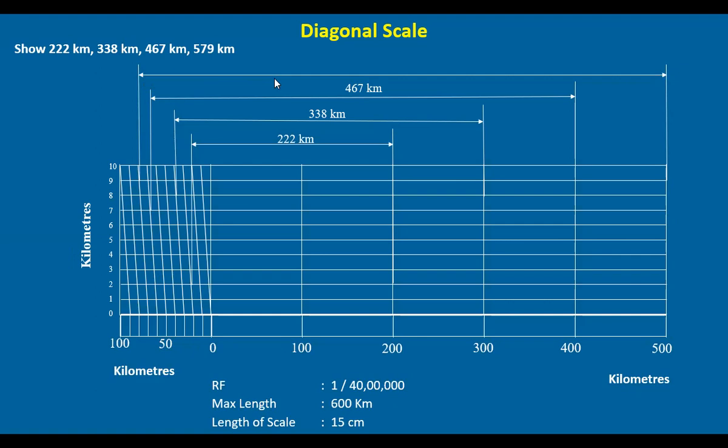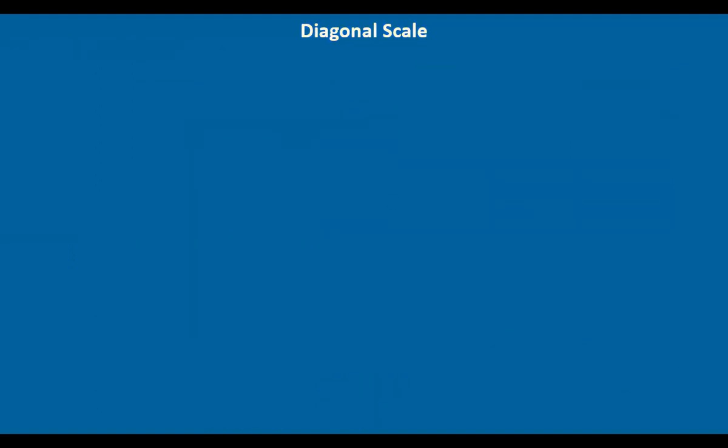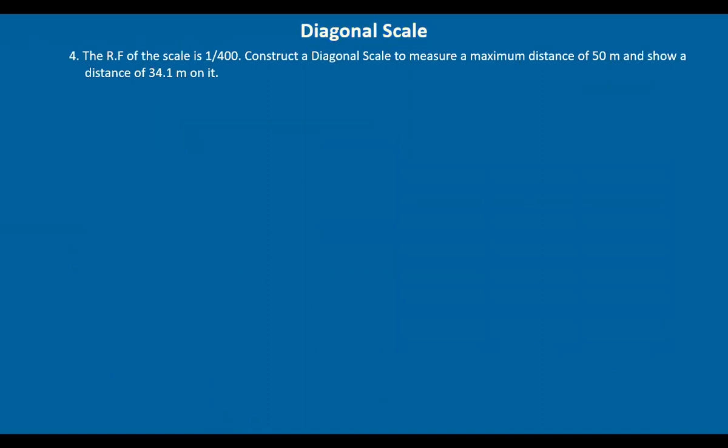Our scale can measure up to 600 kilometers. So this is 569. So like this, we show the dimensions also. Next. Let's take another example.